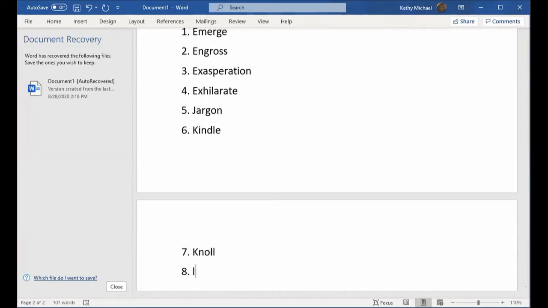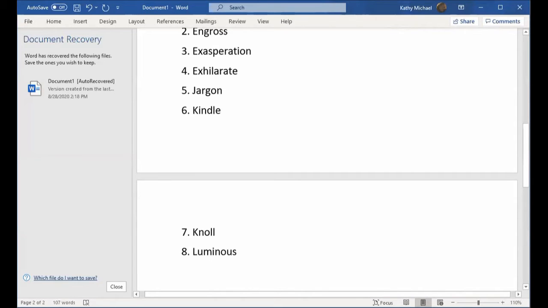So let's see, the next one is luminous. That's something that kind of glows. You can look at lumen and you think of light. We had a word similar to that this summer, didn't we? So it's softly bright or radiant. So the moon, like the moon, doesn't give off its own light, so to speak, but it is luminous in the sky at night.